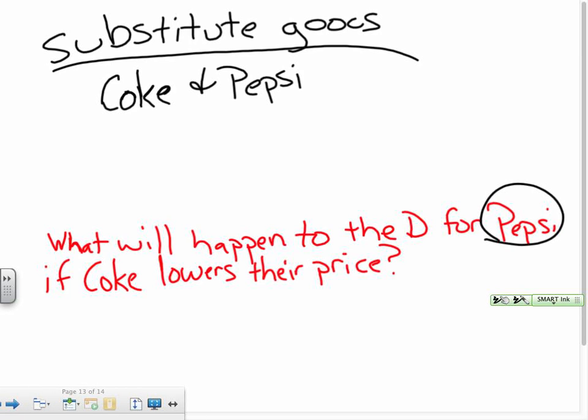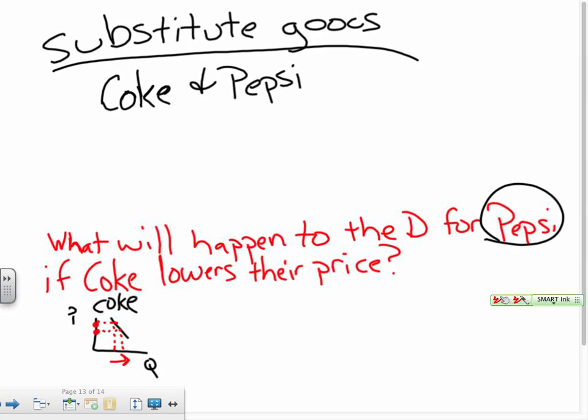All right, so let's graph out Coke. Here's the demand. It said that they lowered their price. So the price is going to go from here to here, which means that are more people going to buy Coke now at that lower price or fewer people? My graph is really bad here. I'm sorry about that. But the answer is more. If Coke lowers their price, more people are going to go buy Coke.